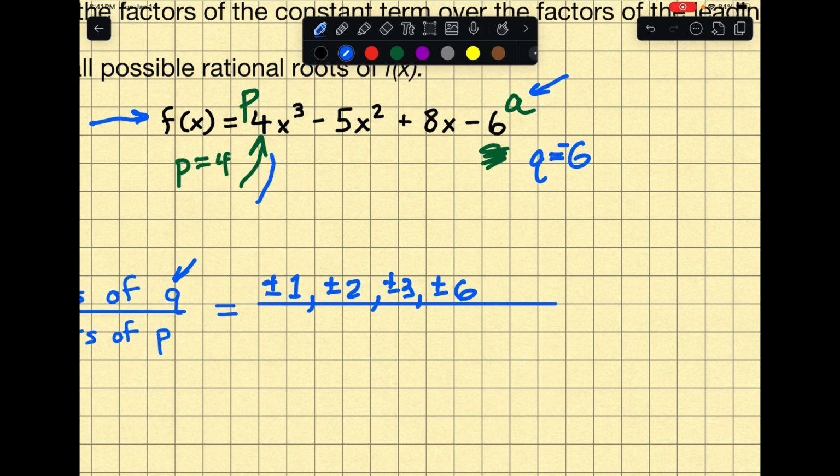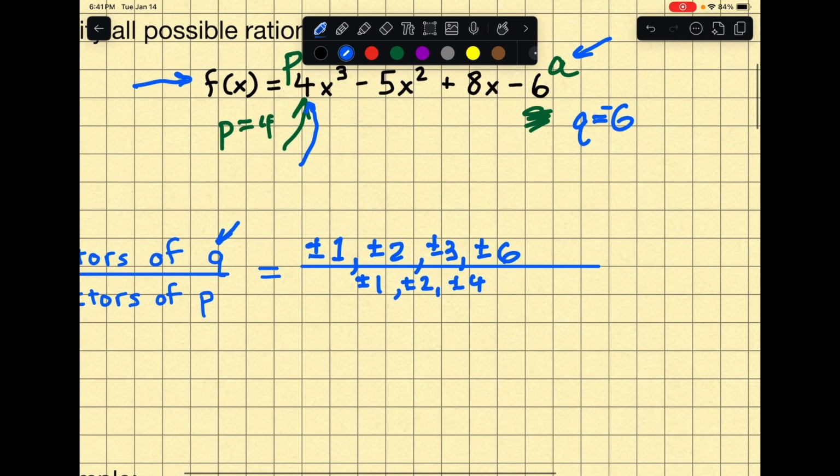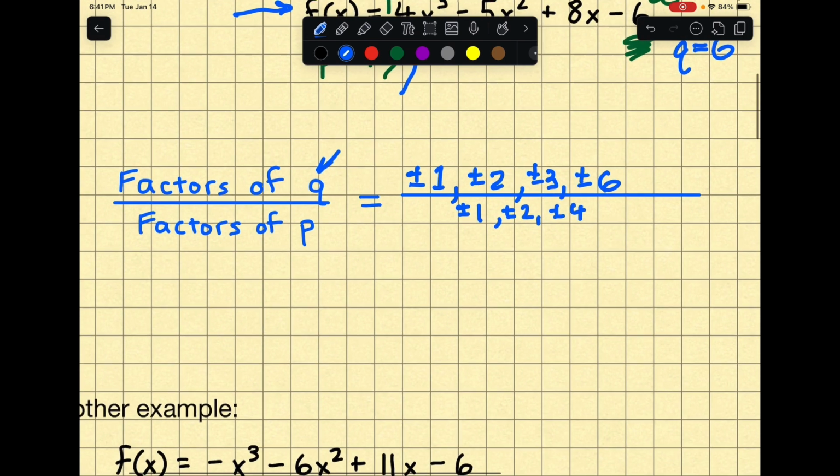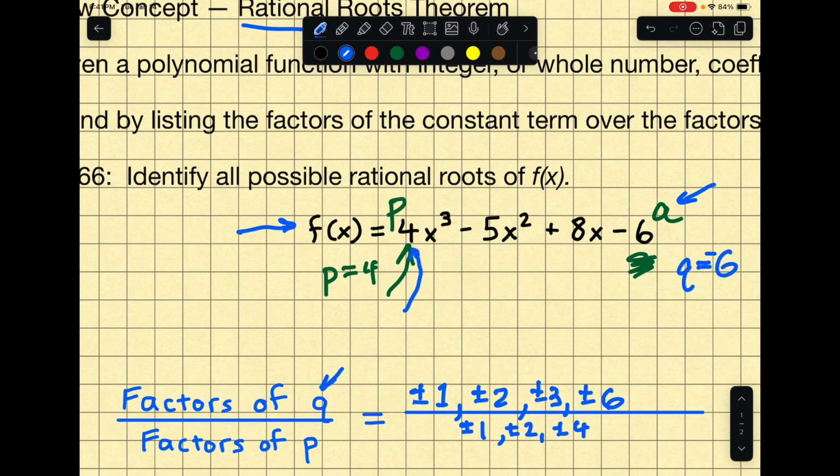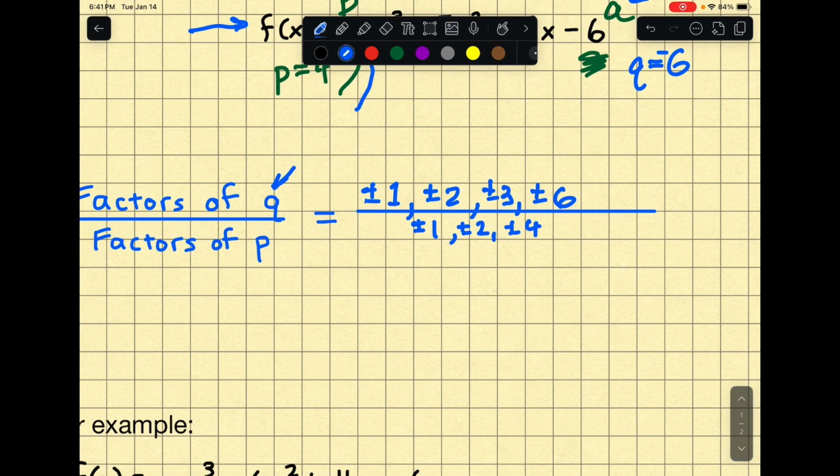The leading coefficient, which we call p, is 4. So 4 has the following factors: plus or minus 1, and then plus or minus 2, and then plus or minus 4. Okay, so we've started our setup here. Now because we're asked to find all the possible rational roots, we need to break this up into all the different combinations. And the way we're going to do that is, for each denominator, we're going to divide all the numerators by it. What I mean by that is we're going to take 1 divided by 1, and then 2 divided by 1, and then 3 divided by 1, and then 6 divided by 1.